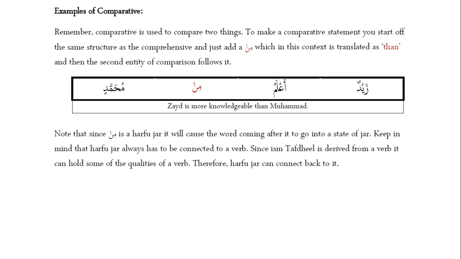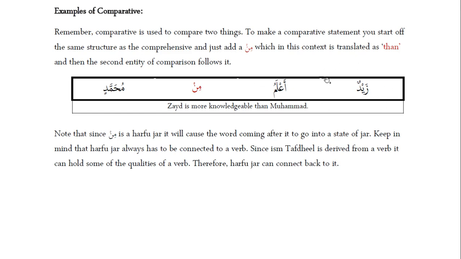So we said there was two options. There was comparative and there was comprehensive. And now we're going to look at comparative, which is comparing entity 1 to entity 2. To make a comparative statement, you start off with the same structure as comprehensive and just add a min after it and then follow it up with a second entity. The min is translated as "than", so it brings in that comparison.